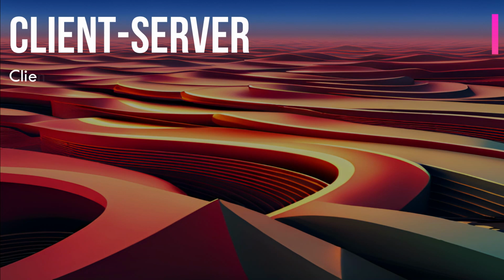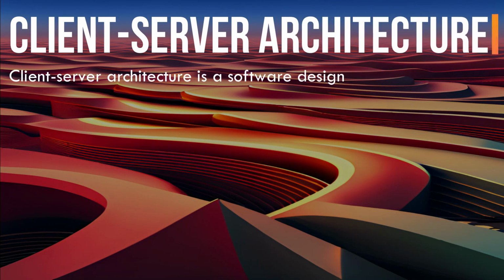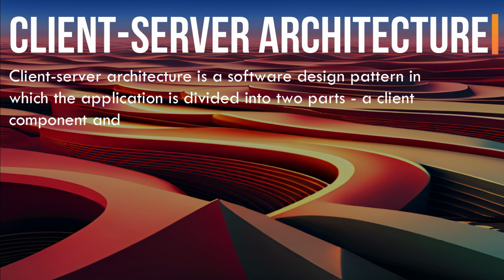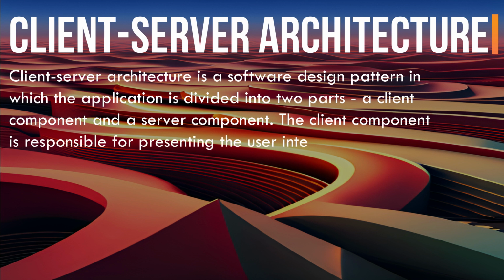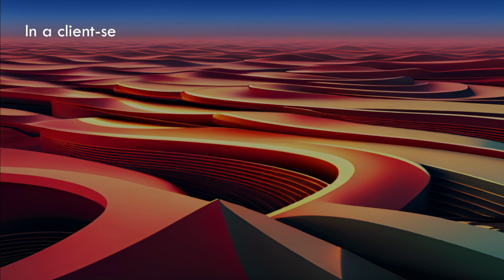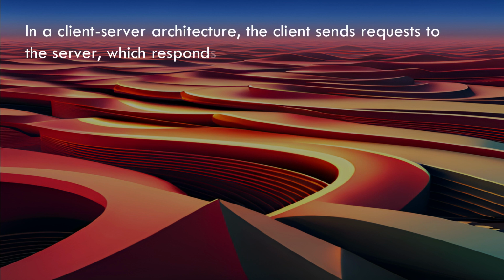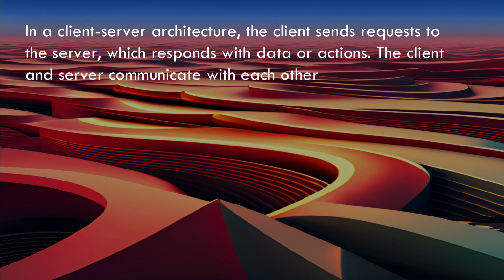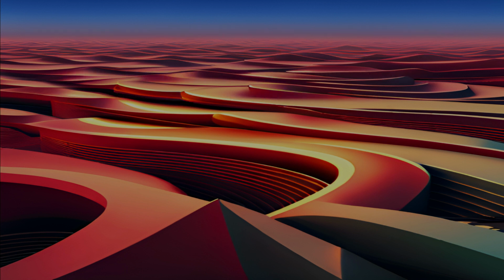Client-server architecture. Client-server architecture is a software design pattern in which the application is divided into two parts: a client component and a server component. The client component is responsible for presenting the user interface and handling user interactions, while the server component manages the business logic and data storage. In a client-server architecture, the client sends requests to the server, which responds with data or actions. The client and server communicate with each other over a network, typically using a protocol such as HTTP or TCP/IP.